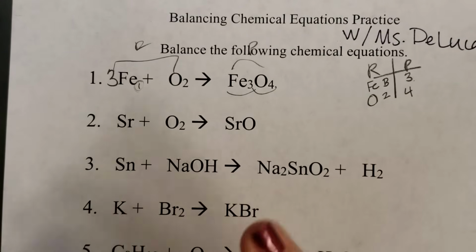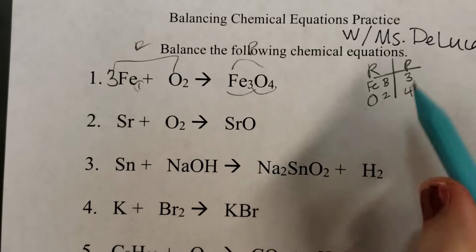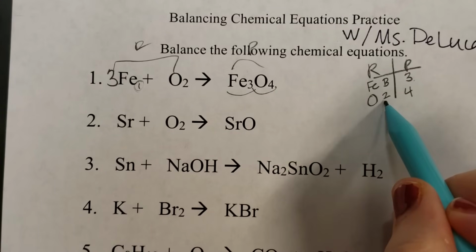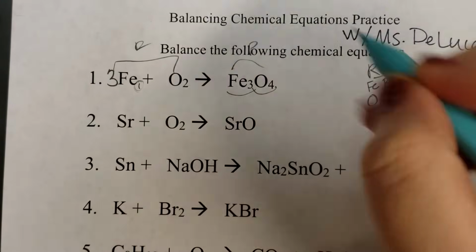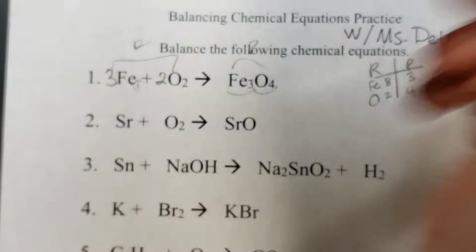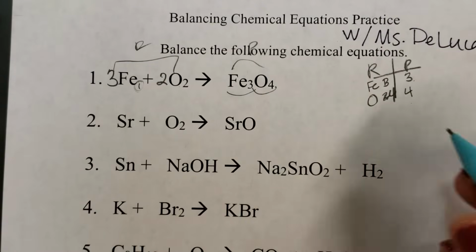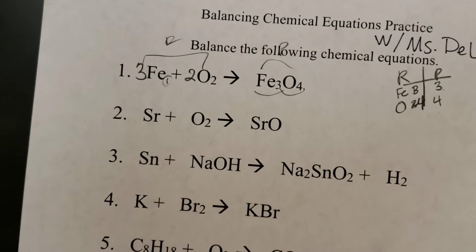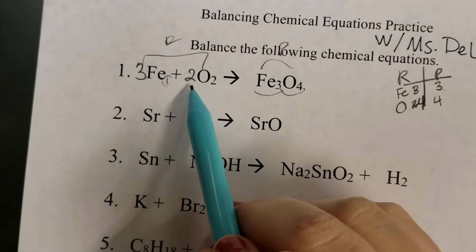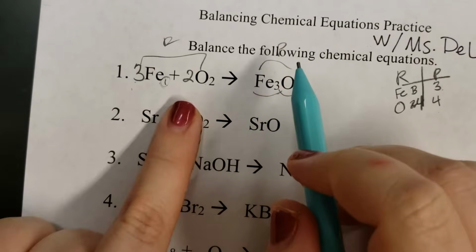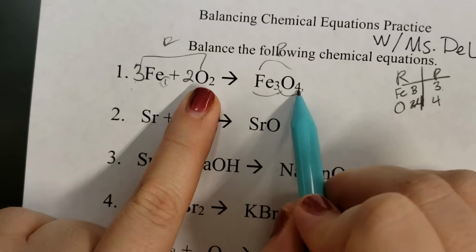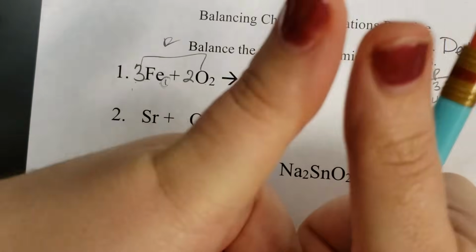Okay, done. Sweet. Now we have O2. We have 4, so we can multiply this times 2. 2 times 2 is 4. And there we go, balanced the equation. 3Fe2, so 3 times 1 is 3, 3, 3. 2 times 2 is 4, 4, 4. We did it.